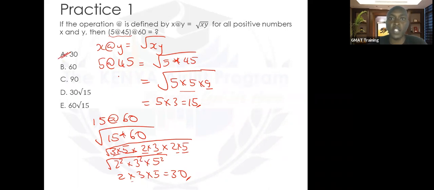I hope that's clear. I hope you got that question right. If not, I'll give you another chance with the next question. But notice, as I was saying, we first removed the brackets and did the calculation inside the brackets first. We got the answer, then replaced whatever was in the brackets with that answer to find the overall answer using 15 at 60. I hope that's clear.